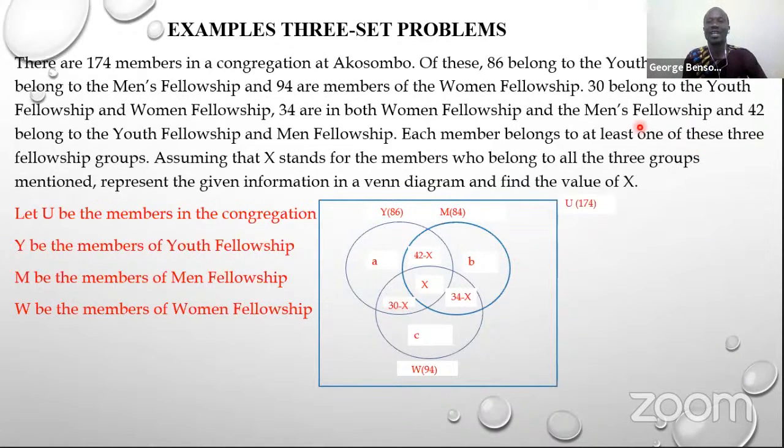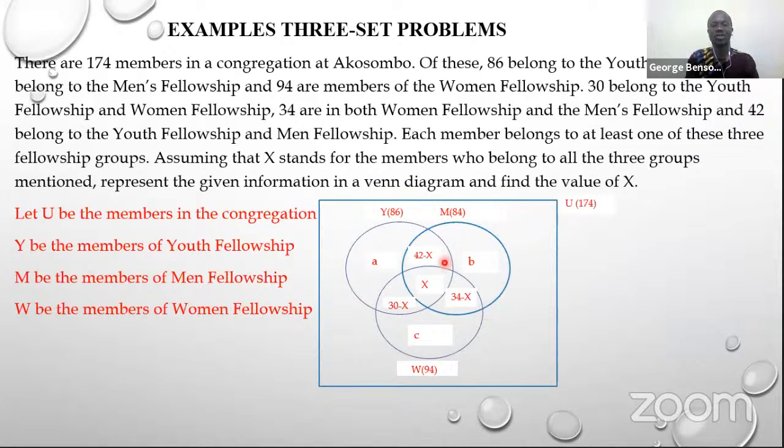Then the next was 34 in both women fellowship and men fellowship. This is the circle for the women. This is for the men. So this would be the region for both women fellowship and men fellowship. But since also it didn't say only, I will do 34 minus X. I'll subtract my X because in the final analysis, I want to get this to be men and women fellowship only. Is that okay? So I'll take this region out, like I explained earlier.